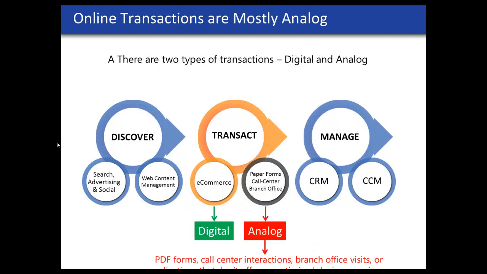There are 2 types of transactions, digital and analog. There are simply commerce transactions, which are digital today, but only suitable for the sale of retail products. All other business transactions are either delivered today by costly custom developed applications or as analog experiences, which are paper or static PDF forms, call center interactions, or branch office visits.